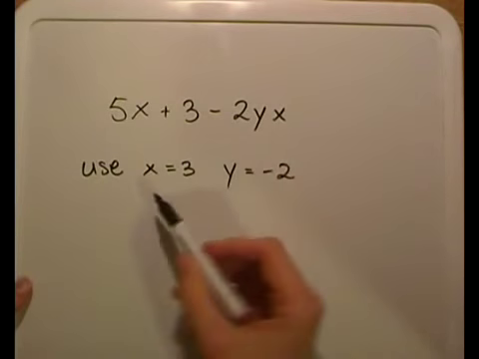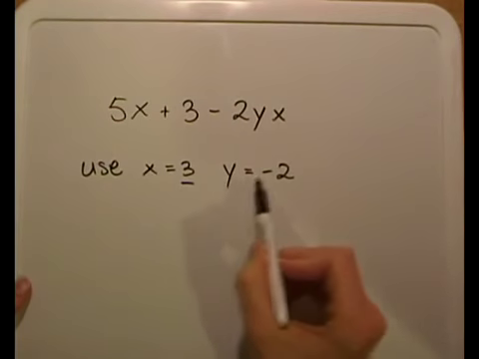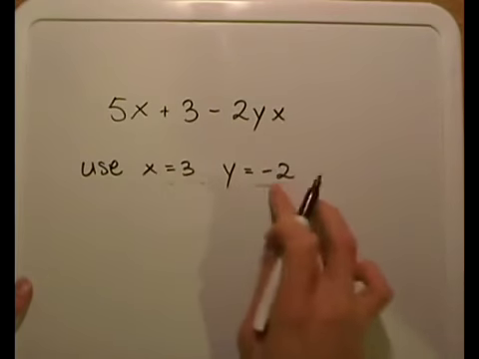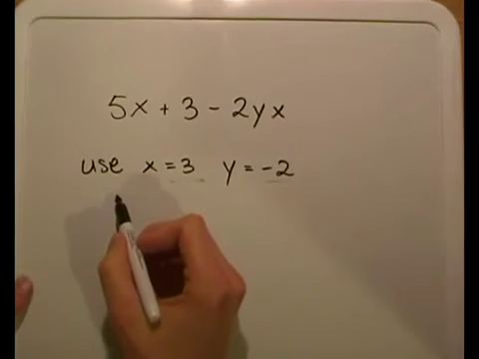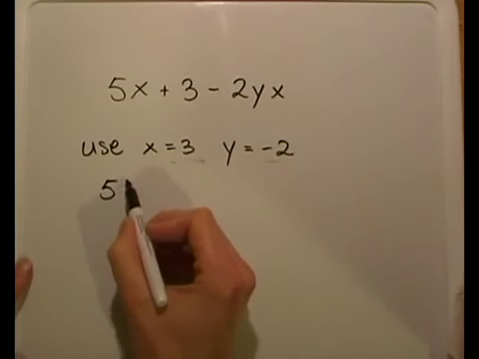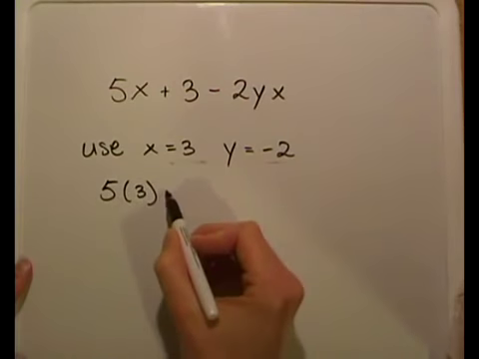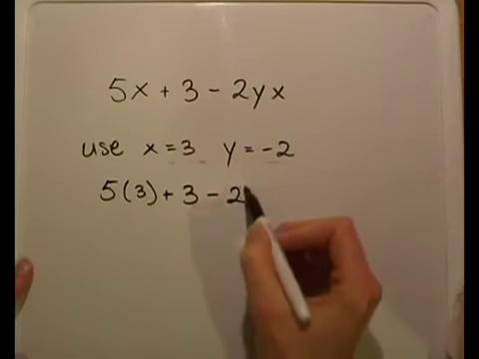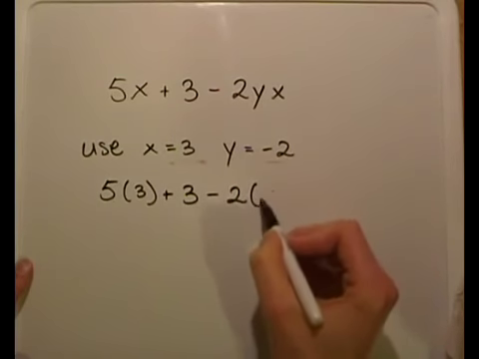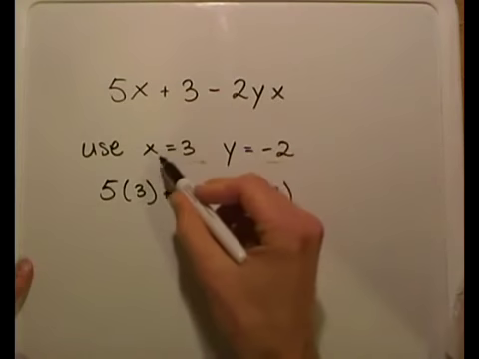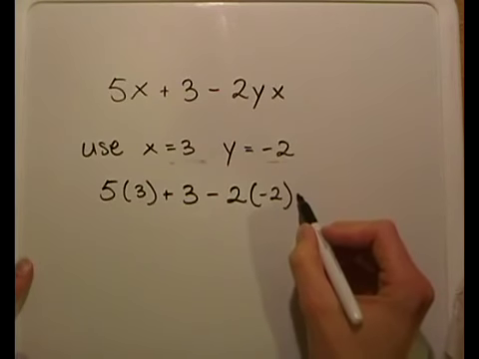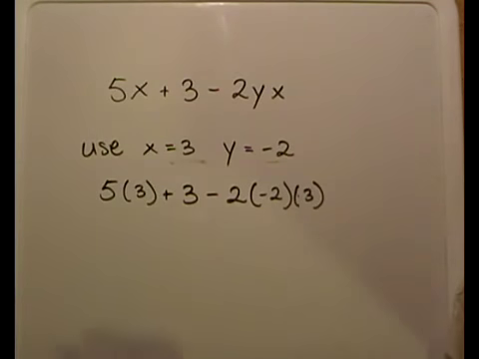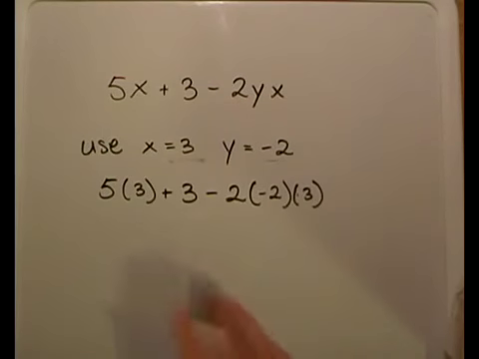the only thing you do is you plug in, wherever it says x, you plug in a 3. Wherever it says y, you plug in a -2. So we have 5x, which is going to turn out to be 5 times 3, since x equals 3, plus 3 minus 2, and then times y, which is equal to -2, and then times x, which is equal to 3. So times 3.